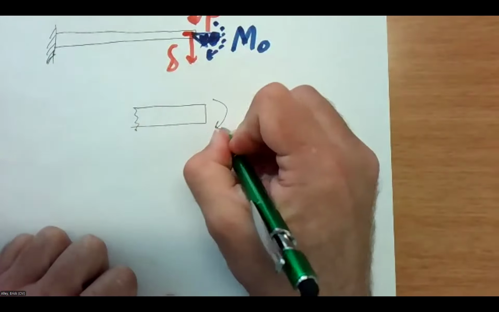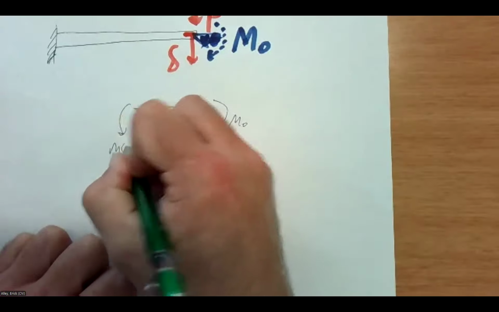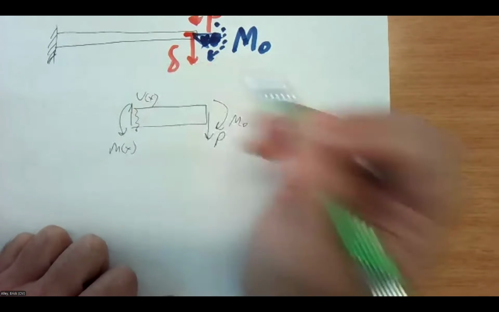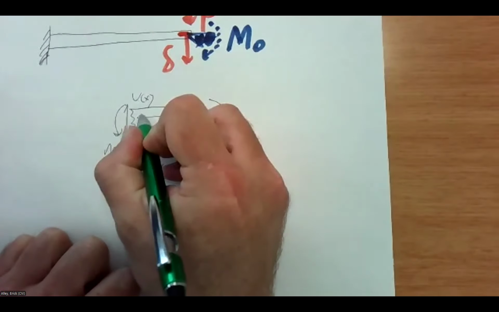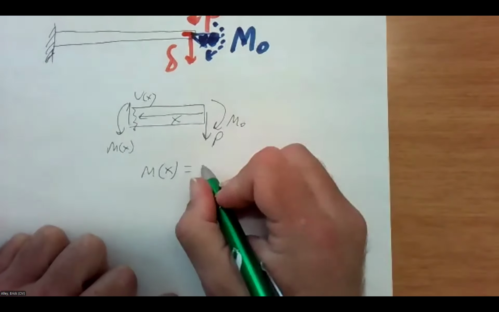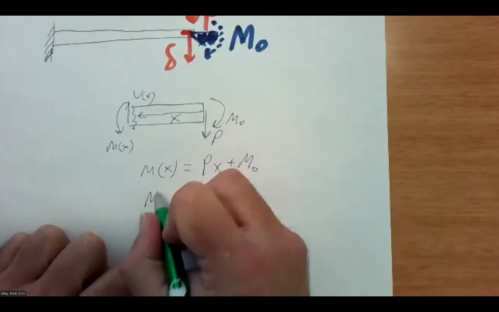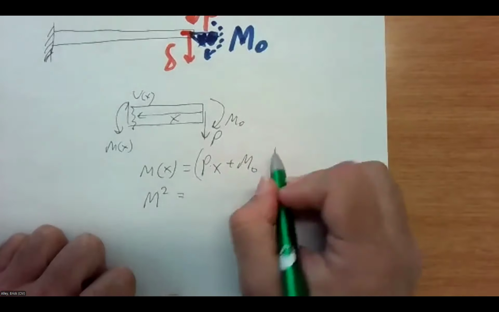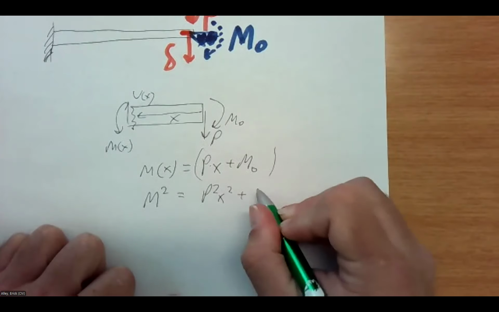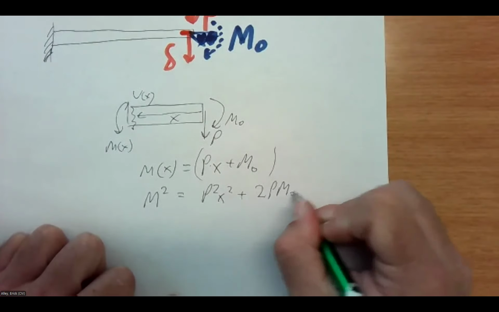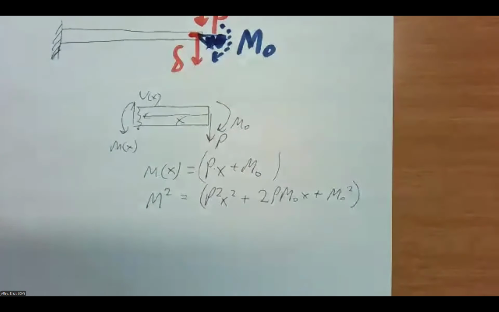So right here, I've got M naught now, and I've got P. My M of X over here, my V of X over here. And I can see that my M of X for that one, if I cleverly just throw X over from the right, it's going to be P times X plus that M naught on the end, okay? And when I square it, we're going to FOIL again. We're going to do a lot of foiling with this energy method. We've got P squared X squared plus 2 P M naught X, and then plus M naught squared. So there's my M squared.